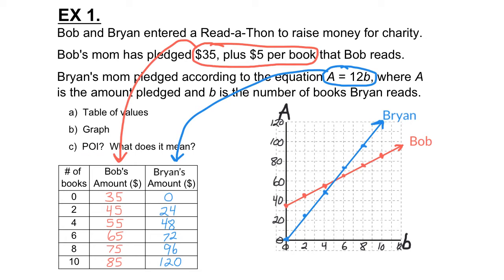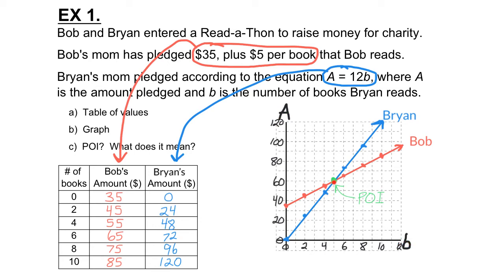So what's the point of intersection? Well, it's right there. That's where the two lines meet. But what does it mean? Well, we have to look at the context of the question. So A is the amount of money raised and B is the number of books that they're reading.